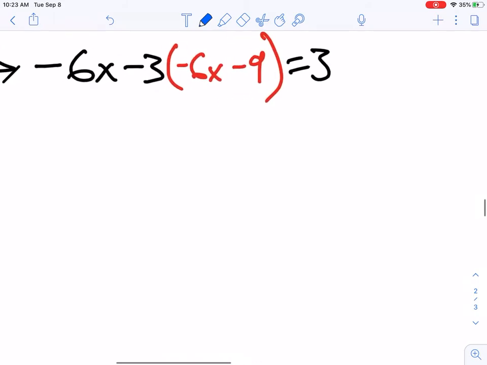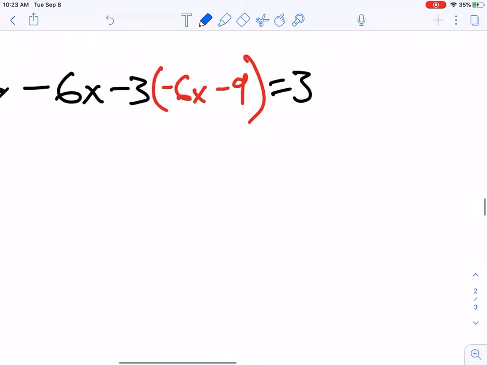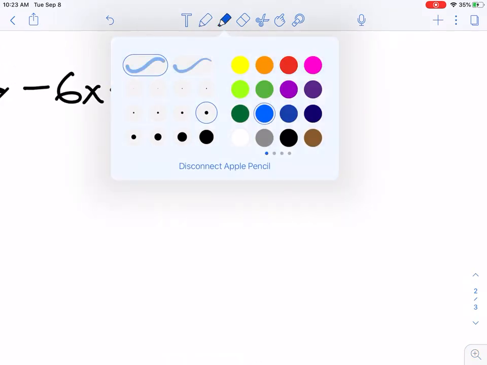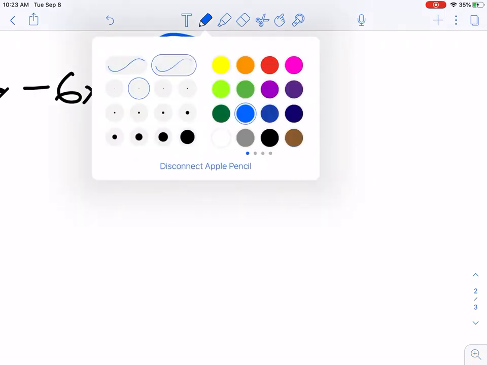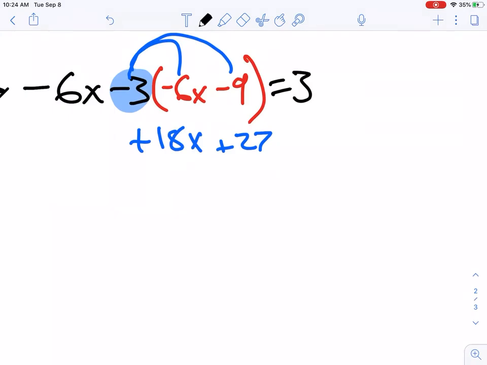Okay, so once I've substituted, then I can just focus on this problem. Taking negative 3 and multiplying it with negative 6 to get positive 18x. Negative 3 times negative 9 to get positive 27. I'm going to rewrite the rest of my equation. So I had a negative 6x over here. I have equals 3 over here.